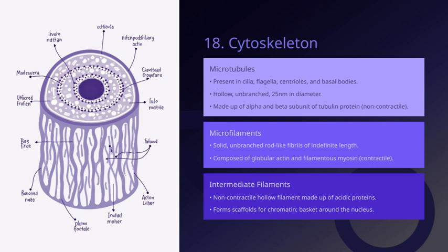Moving on to microfilaments, these are composed of actin and myosin, which are contractile proteins. They form solid, unbranched rod-like fibrils that are essential for cell movement and shape changes.